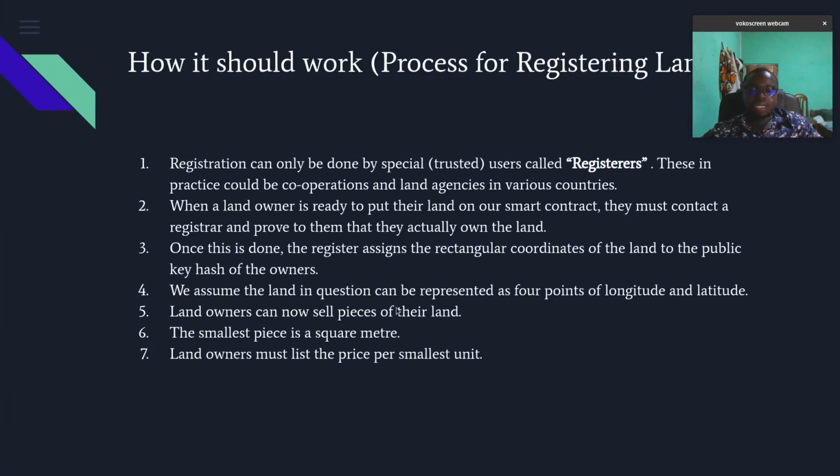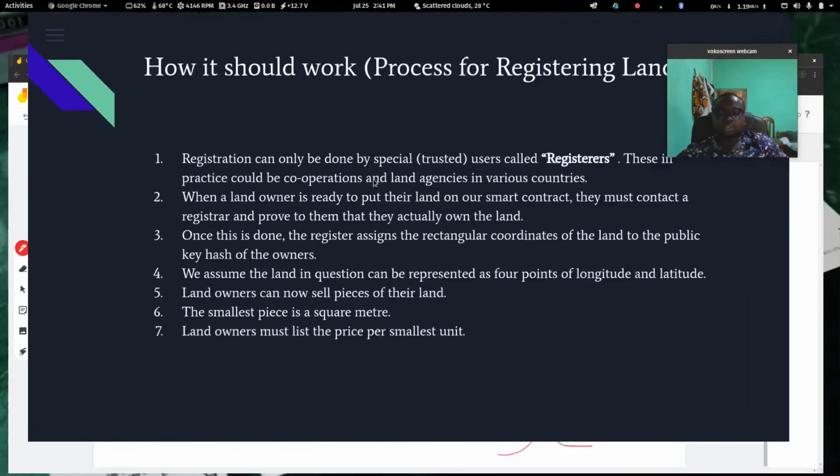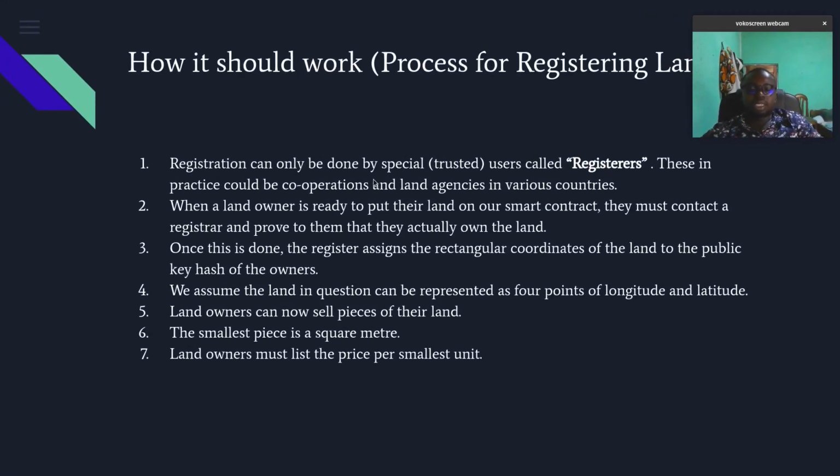We assume that the land can be represented as 4 points of longitude and latitude. So each point is actually a longitude and latitude, XY. For now, let's do something simple like that. X1, Y1, whatever. Longitude, latitude, 4 points, and then we have the land.